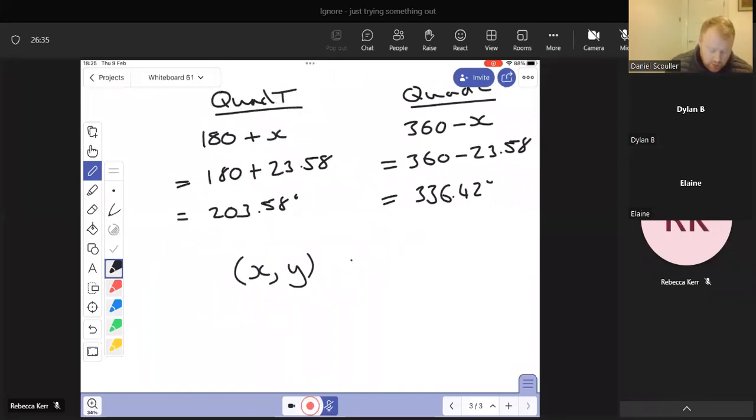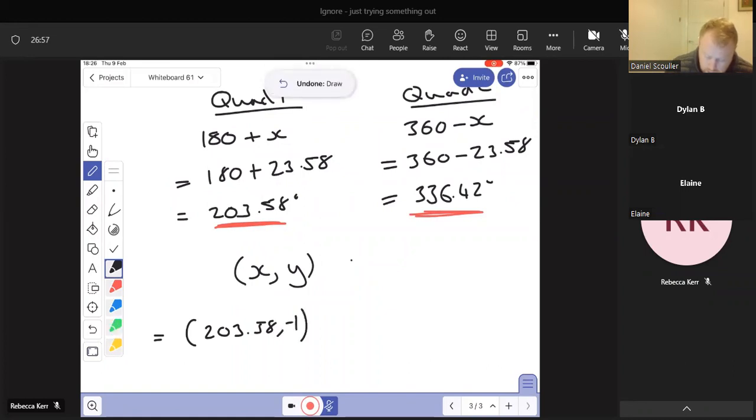So what have we just found? We found two x values, okay, and we get given that y value right at the start. All right. So the first coordinate is 203.58, comma, -1. Okay. And the second coordinate is 336.42. And again, that's to -1.